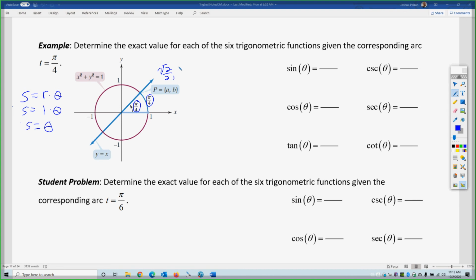That's root 2 over 2 comma root 2 over 2, which is the unit circle value for the cosine and sine of that coordinate. So sine over cosine, or root 2 over 2, root 2 over 2. You can reciprocate to get the cosecant and secant values. Tangent is sine over cosine, but that's just 1, anything over itself. If you want to make it a fraction, 1 over 1, so you reciprocate that to get 1 over 1 for cotangent. All right, pause the video. Try the student problem.